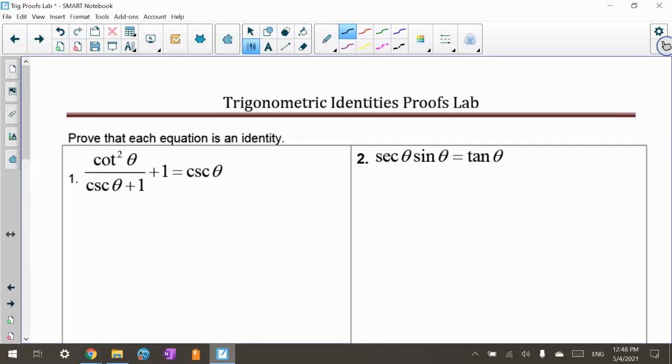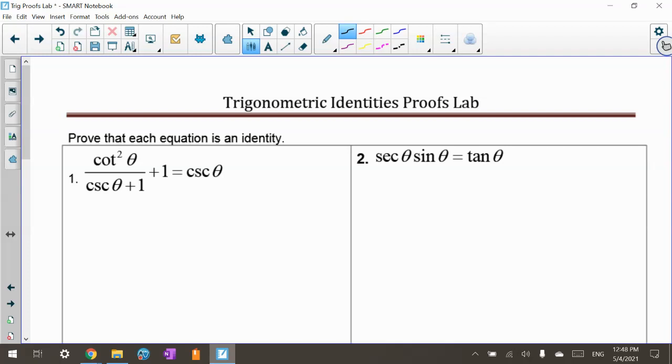All right, this is our pre-calculus trigonometric identities proofs lab, and I'm going to skip around and do some questions with you to give you some hints on how to do stuff. So you'll see me skip around. I'll make sure that I put which ones I cover in the title. So we're going to start with number one.